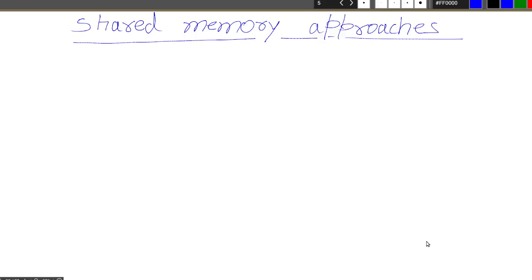We are seeing shared memory approaches. Here in this shared memory approach, you can easily understand it is very similar to your computer systems. You are already aware of shared memory. Do you understand what shared memory is? Okay, actually it is a memory which is shared. So it means there might be multiple processes who will be accessing the same memory.